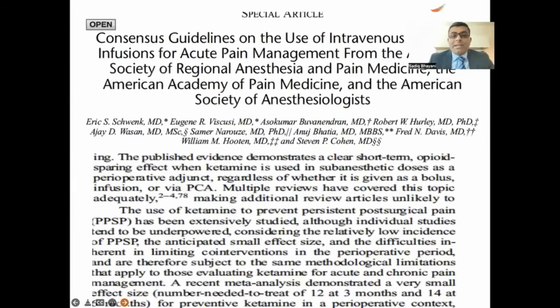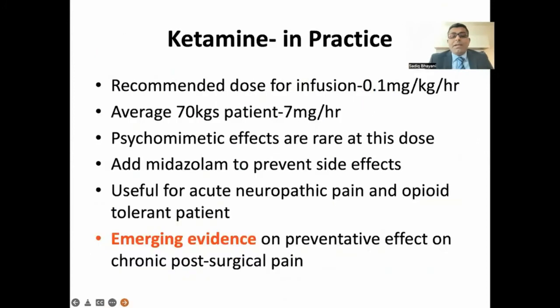Ketamine is another well-studied drug, and there are many studies that say it may possibly reduce the chronification of pain at 3, 6, and 12 months, but unfortunately we still lack data from the bigger studies. So the jury's still out on ketamine. There is emerging evidence, but we still need to wait to find the appropriate answer, whether it actually reduces the chronicity of pain. In practice, you would use it at 0.1 milligram per kilogram per hour. An average 70 kg patient will get 7 milligrams per hour.